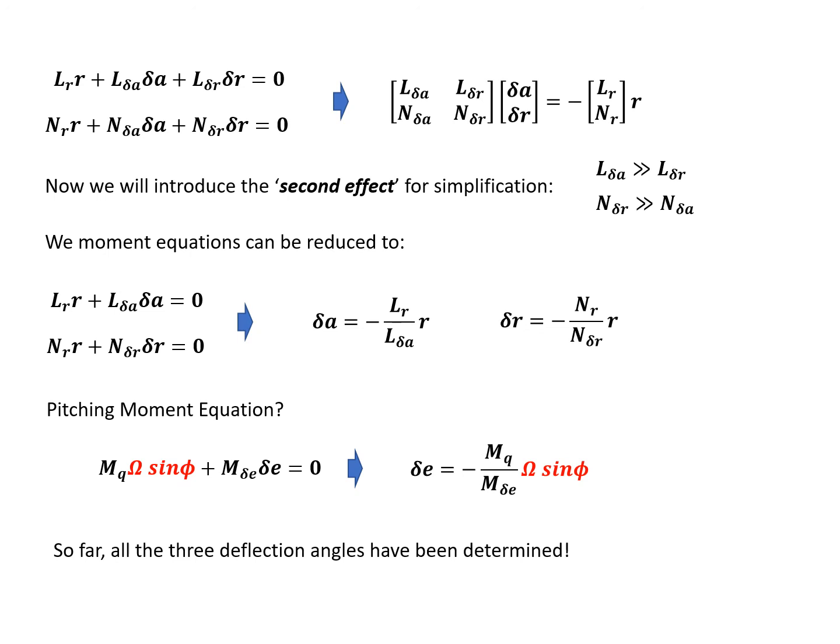For the bank turn, the knowledge is kind of scattered. We first studied the force analysis, and then we introduced the G-force or load factor n, and then we derived the expression for the rotation rate, and finally we determined the deflection angles for the aileron, rudder, and elevator during the bank turn. So that's it for this lecture.